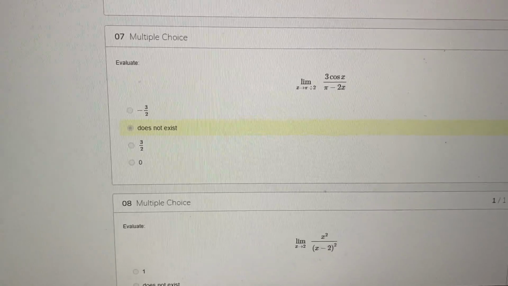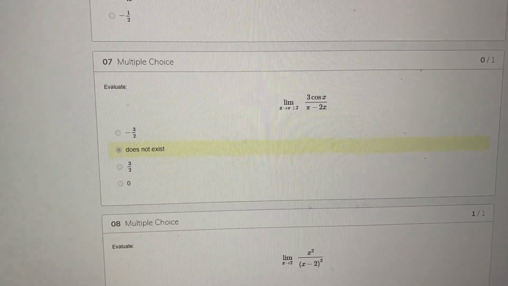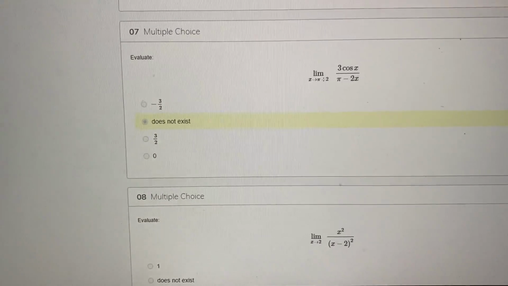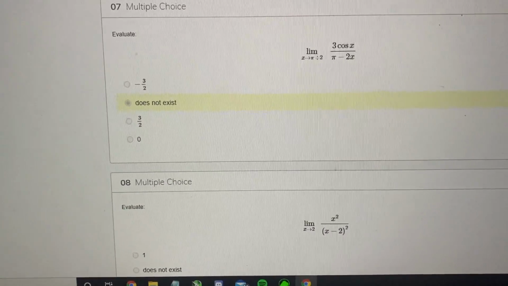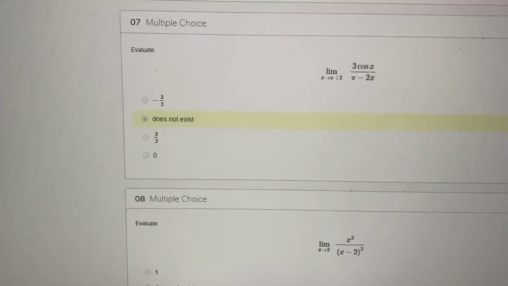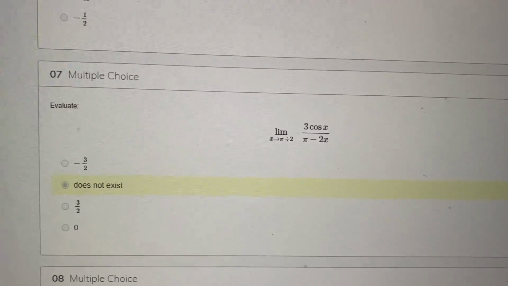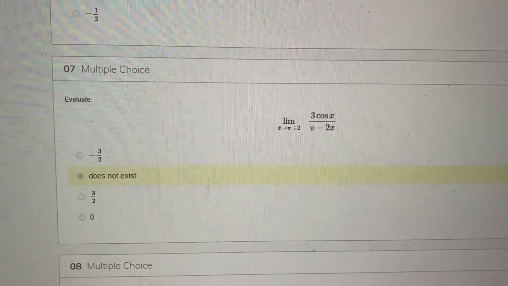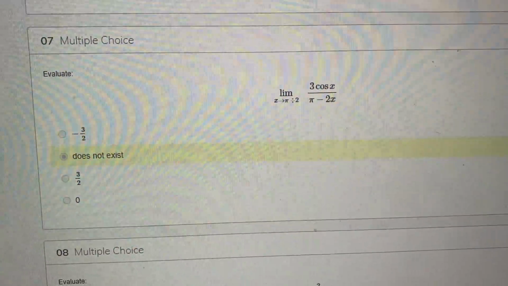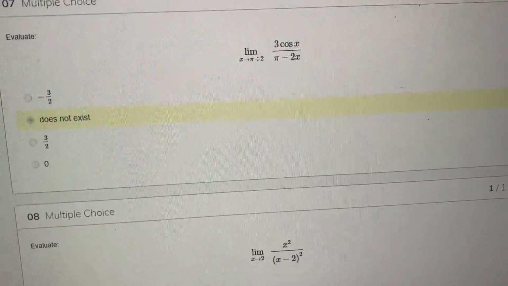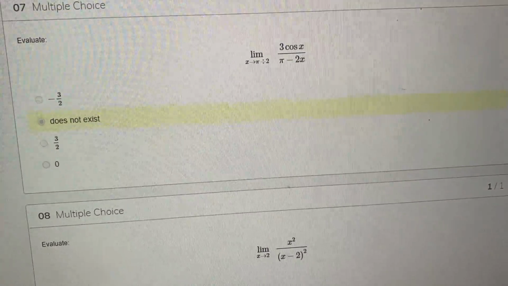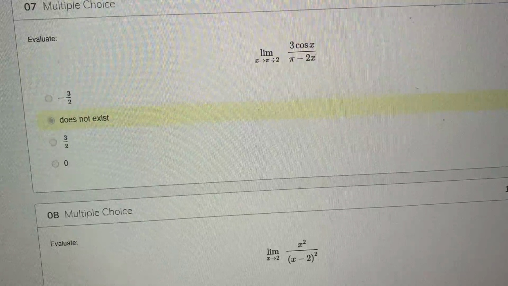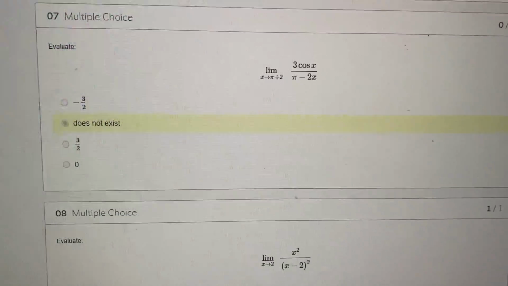Moving on, we have this problem. This is one I got wrong because I thought that pi over 2 is 45 degrees. It's not, it's 90 degrees. So if you plug in pi over 2, which is what you want to do to every limit equation, you want to plug it in first, we get cosine of 90 degrees, so obviously 0, over pi minus pi over 2 times 2, which is just going to be pi minus pi, which is also 0.